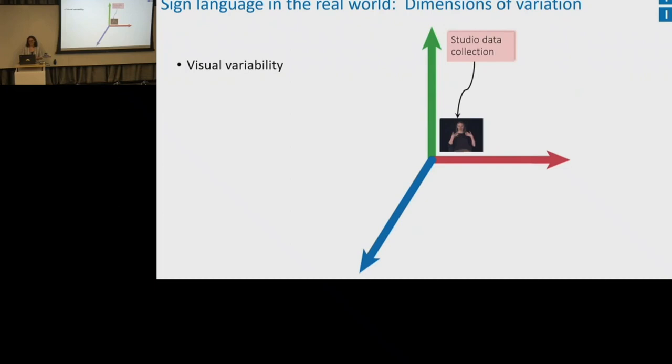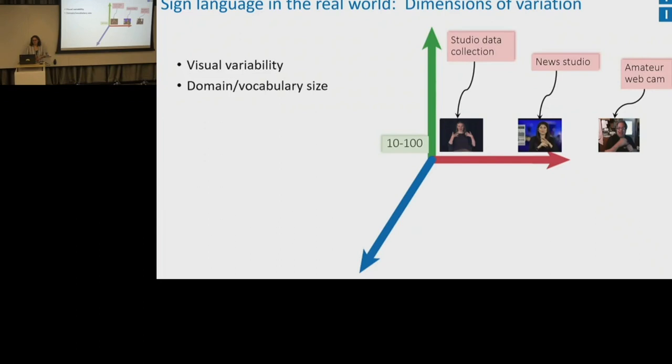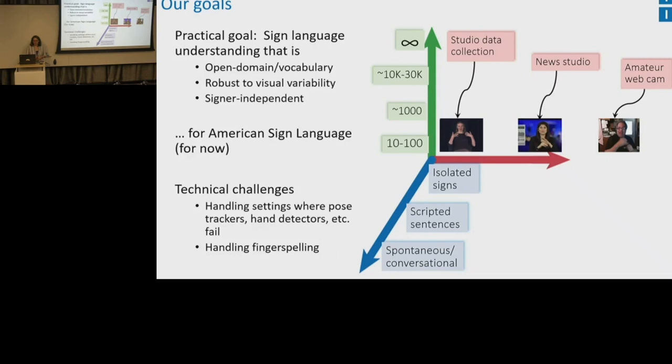Yeah, so I just wanted to mention that there are a number of dimensions of variation of sign language. And our goal is sign language understanding that is as natural as possible, open domain, open vocabulary, robust to all sorts of visual variability, signer independent. For now, we're only focusing on American Sign Language, but presumably the same techniques should be applicable to other sign languages. And we're interested in all of those technical challenges that I mentioned, settings where pose trackers fail, hand detectors fail, and so on. And in order to deal with sign language in open domains, we need to handle a part of sign language called fingerspelling.